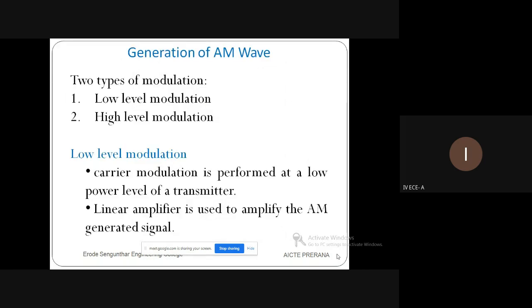Generation of AM wave. Two types of modulation techniques are used to generate an amplitude modulated signal. The first one is low level modulation. The second one is high level modulation. In low level modulation, the carrier modulation is performed at a low power level of the transmitter. Linear amplifiers are mainly used to amplify the generated AM signal.